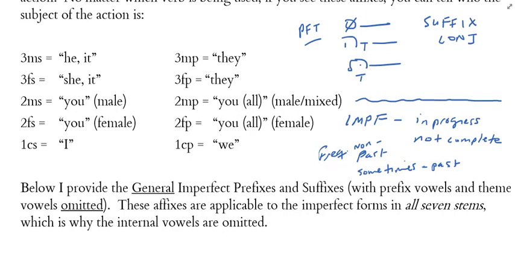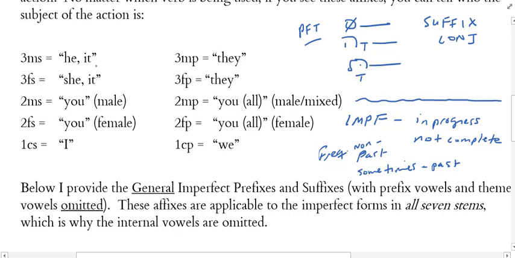Okay. All right. Now, when we talk about who's performing the action in an imperfect verb, we will mark the verb with prefixes and some suffixes, and these are the persons, genders, and numbers that can be represented by the imperfect verbs that we're going to see here. So we have 3ms and 3fs. Those are familiar to you. If a verb is 3ms, he did it or will do it.